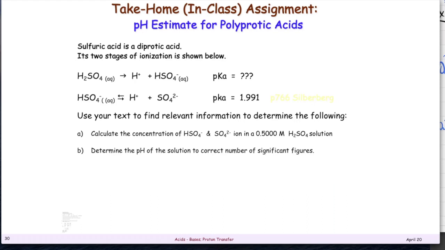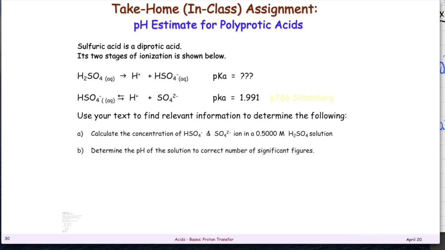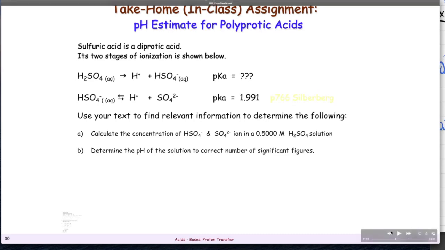So look at that problem and see if you can calculate the hydronium ion concentration, the hydrogen sulfate concentration, and the sulfate concentration if the initial concentration was 0.5. See if you can work that out and submit that, and we'll see about giving you some points. So let me move on.